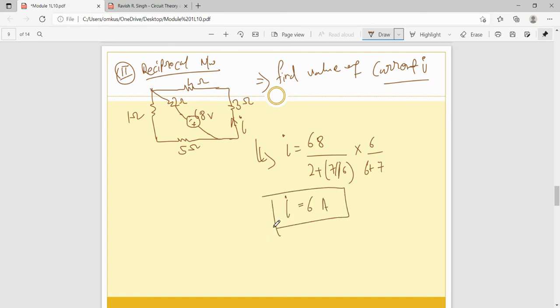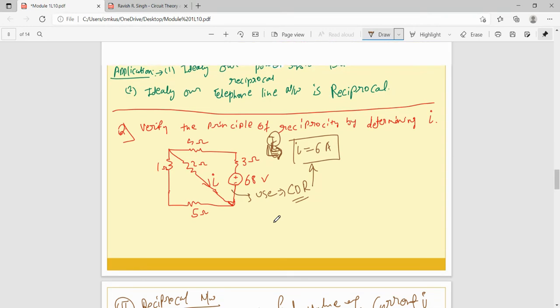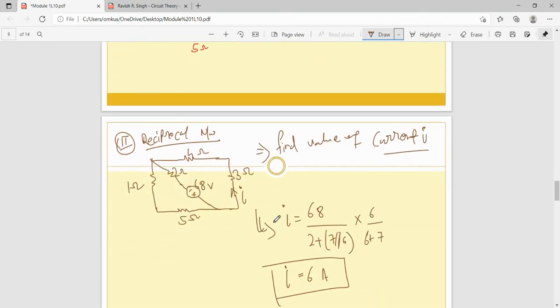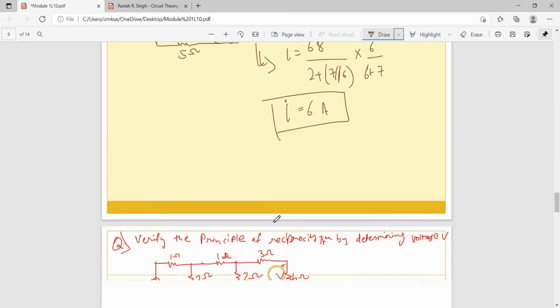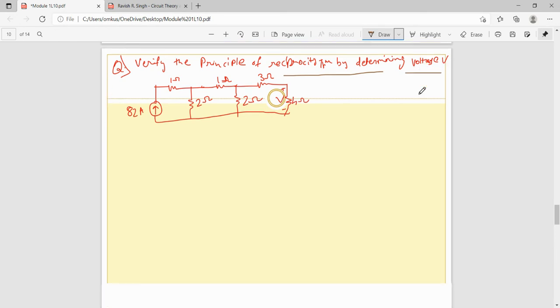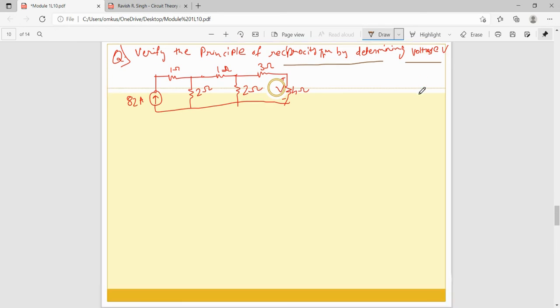So this reciprocity theorem is proved. We proved the reciprocity theorem in such a way that you need to calculate and verify this theorem. Now one more example I have taken here. See, you need to verify the reciprocity theorem by determining the voltage V. So find the value of voltage V here.